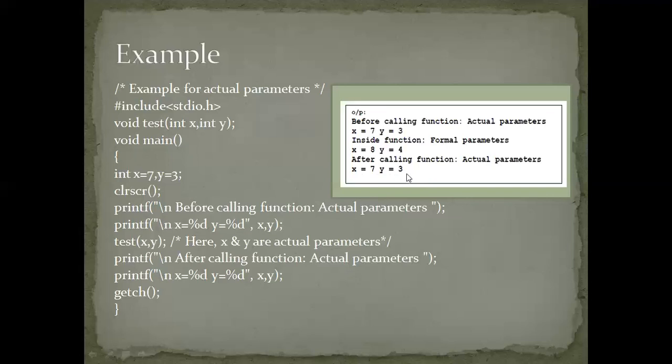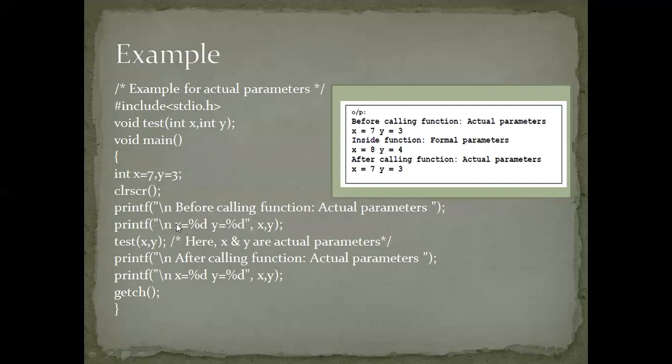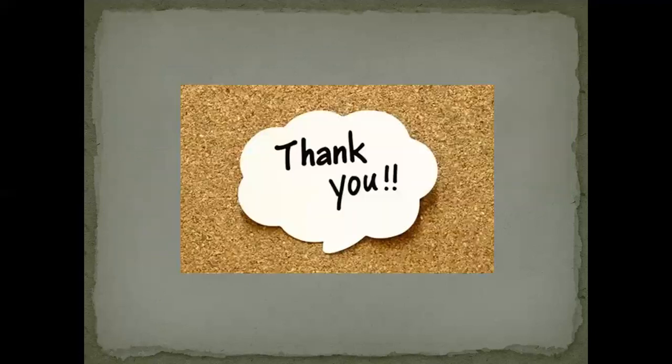Okay, so what did you get to know from this program? From this, the changes made to formal parameters do not affect the content of actual parameters. Okay, what changes have we made to the formal parameter? We have done the increment operation. So does it affect the actual parameter? No. How can we say that it doesn't affect? Because the value remains the same, that is x is equal to 7 and y is equal to 3. Okay, so that is what I would like to convey. So this is a simple program.